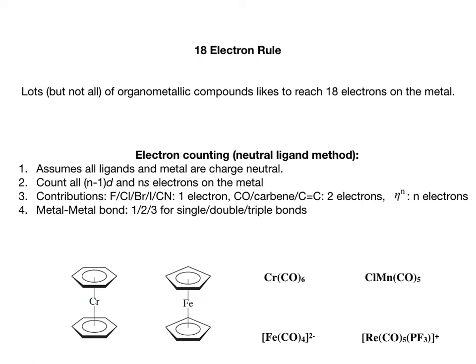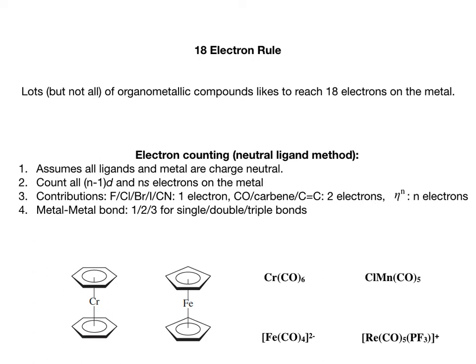All right, having said that, what you do is you, again, treat the metal as a neutral atom, and then you include all the d electrons in the n-1 shell, and also the s electrons in the n shell. n is the largest principal quantum number of the valence shell in the atom.